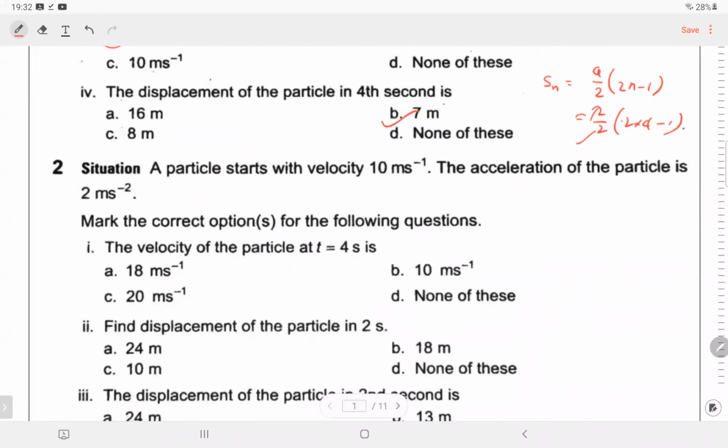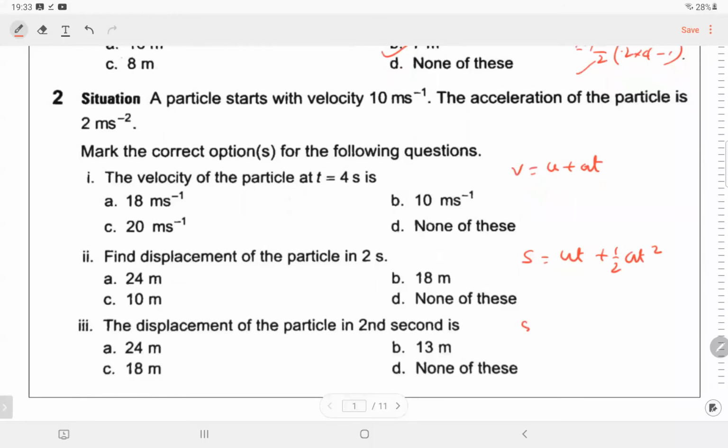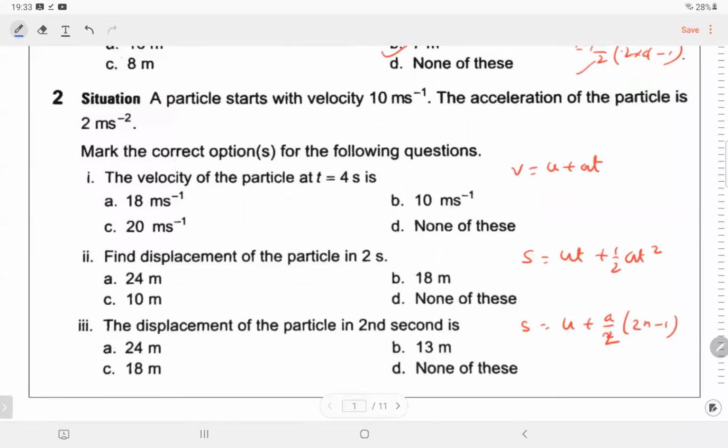Second question is a particle starts with velocity 10 meter per second, acceleration of the particle is 2. So this is a very easy question. Quickly do it, just for the warm up time. v is equal to u plus at, s is equal to ut plus half at square. Give me the final answer in all these cases. u plus a by 2 times 2n minus 1. So just to start with, there are many better questions in this DPP. Don't worry, have patience.